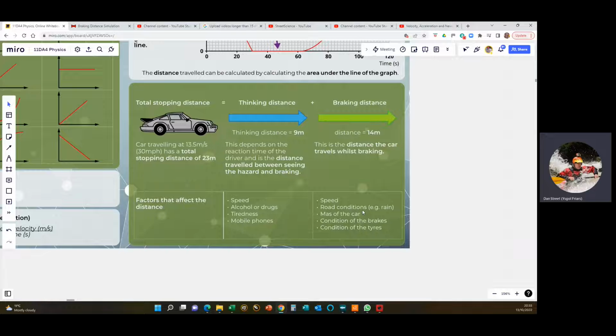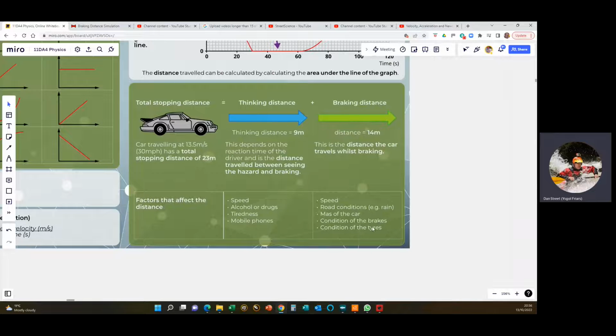So again, the speed is a factor, but the road conditions too: is it slippy or otherwise? The mass of the car, so a heavier vehicle will take more energy to stop, and therefore will have a greater braking distance. Condition of the brakes: if your brakes are worn down, they won't be as effective. If your brakes are hot, they won't be as effective.